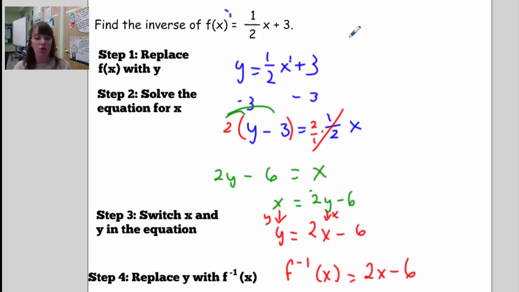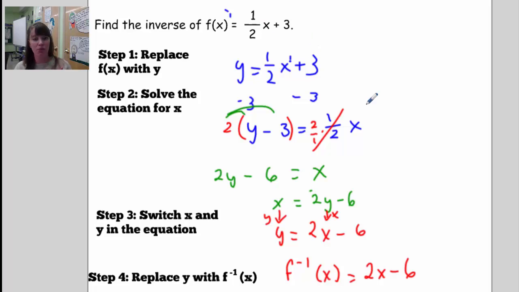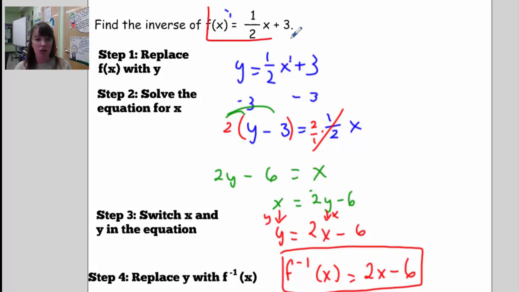Okay, so what this does is it takes the input. If the input is x here, the input is multiplied by 2 and added by 3. Well, this takes the input, multiplies by 2 and subtracts 6. So essentially it's undoing everything that was done in the original equation. Okay, so this is the inverse right here. This is the original function and this is the inverse function.